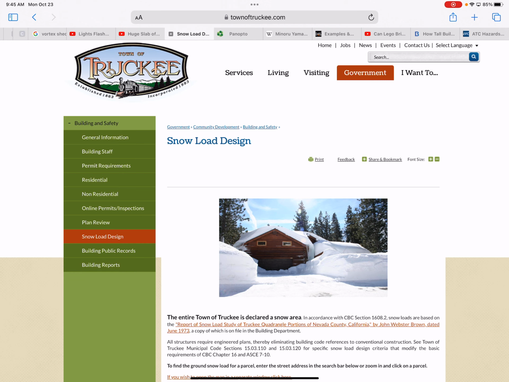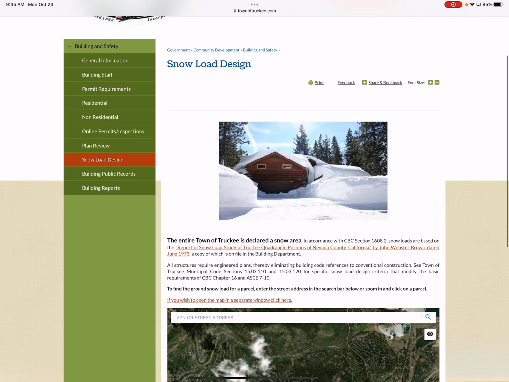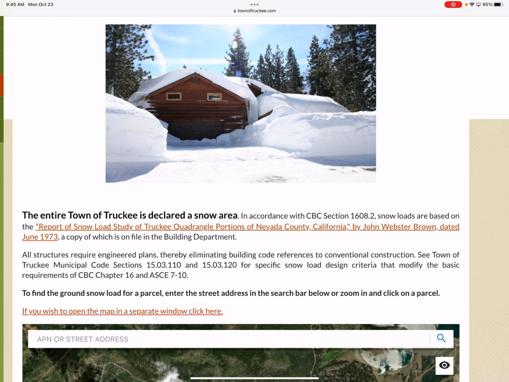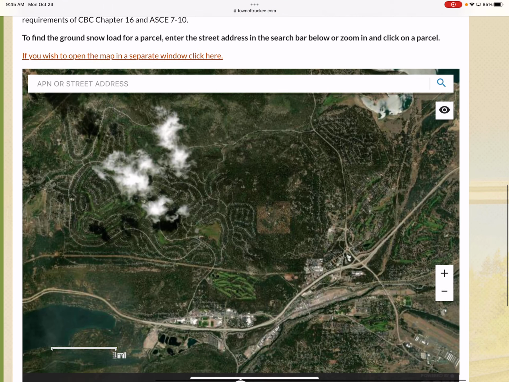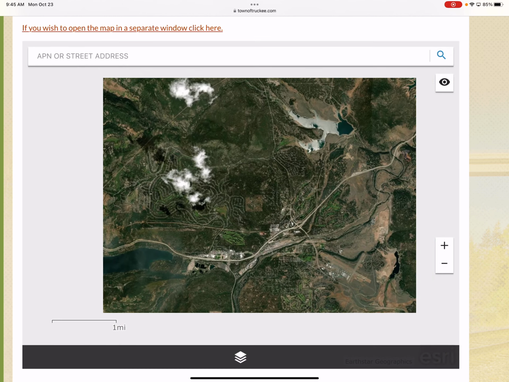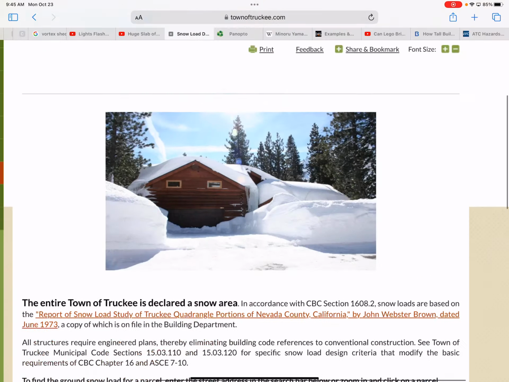So the town of Truckee has a whole web page dedicated to snow load design. And here you can see, and a lot of towns and cities or jurisdictions will have something like this, especially if there's significant snowfall and snow loads to consider. So here, it starts off citing the CBC, which is the California Building Code, and it also cites the report where all of this data comes from. So then this is really cool. I haven't seen any other jurisdiction have something like this, and hopefully it will work with this setup here.